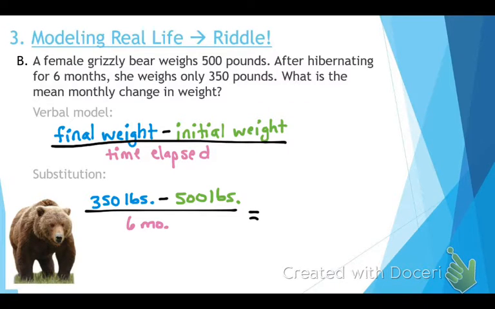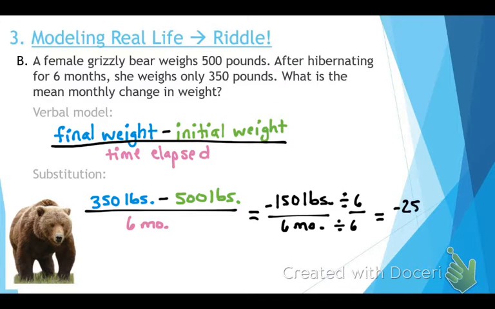Do the numerator first. What's 350 pounds minus 500 pounds? Negative 150 pounds. That's where a lot of people made a mistake. They just said 150 pounds. But take the sign of the larger number. Then divide that. Once again, we're going to keep our same 6 months. Remember, I never want to have a number other than 1 in the denominator whenever I am trying to find the mean change of something, the average change. So we're going to divide it by 6 on top and on bottom. What is negative 150 divided by 6? Negative 25 pounds.